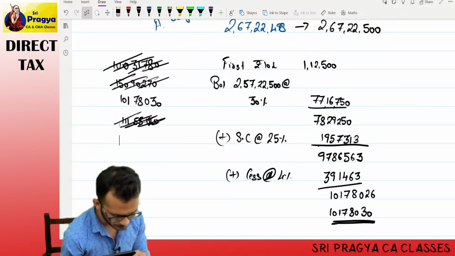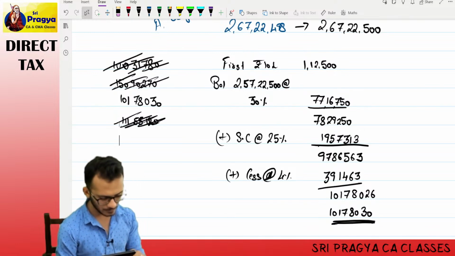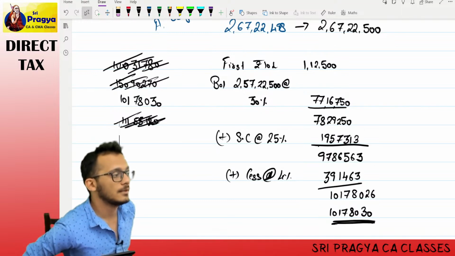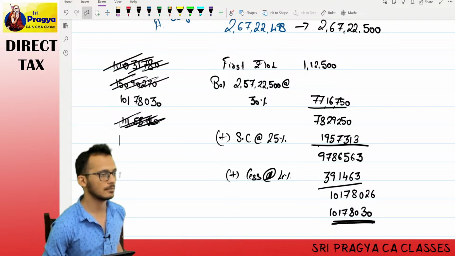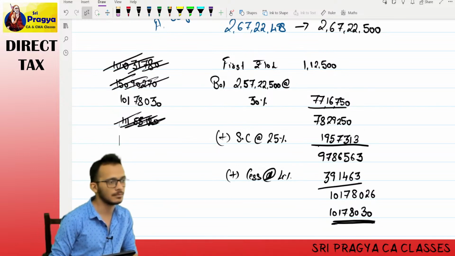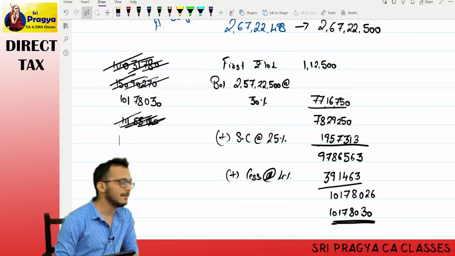No one? No confusions? Yes? Tax itself is 0, no? So cess will become 0. You can only levy cess on tax. Tax itself is 0, so cess also will become 0. Yes? Anyone else?